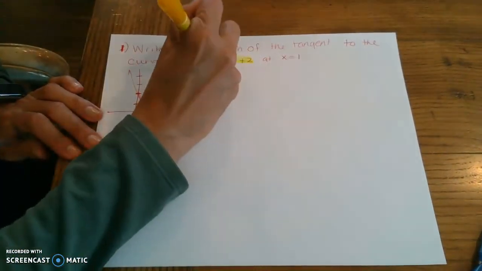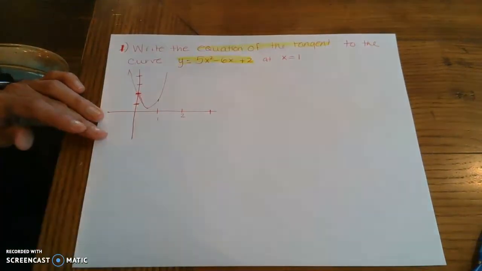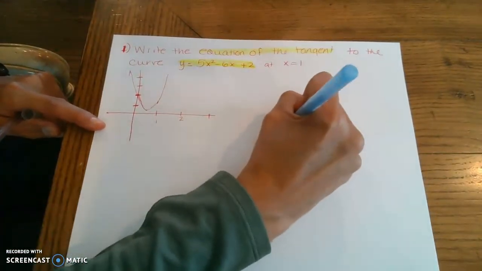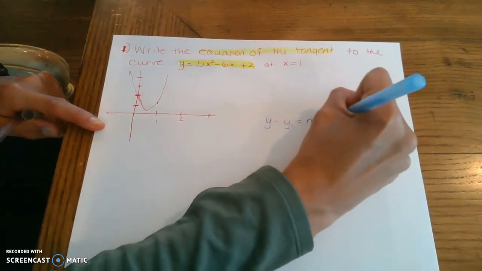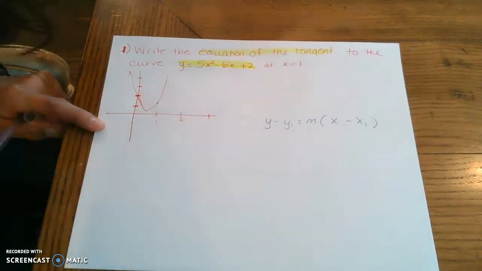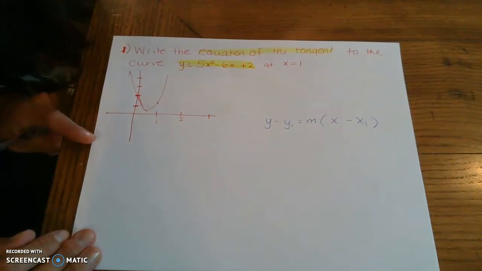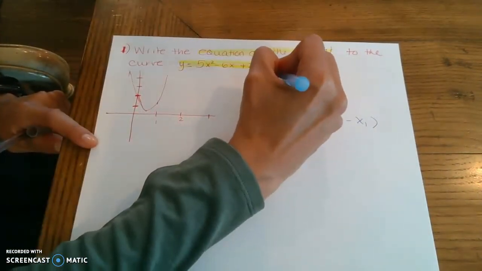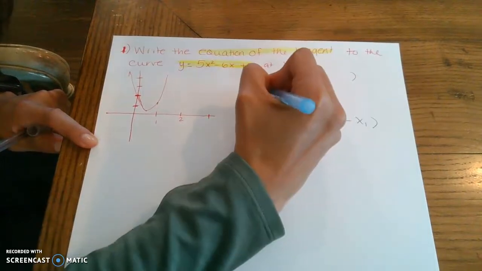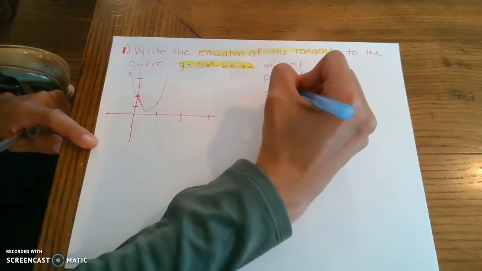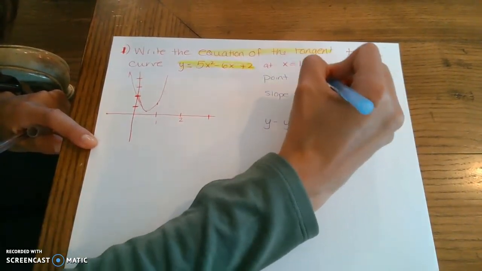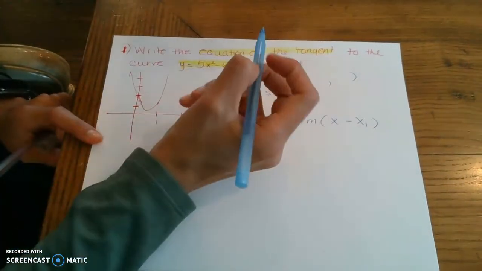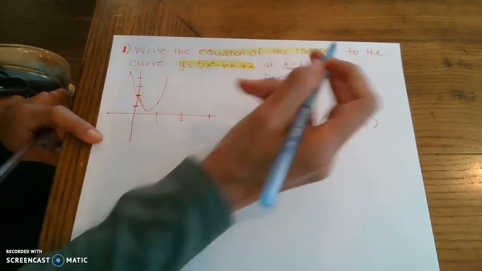So as soon as they say write the equation of a tangent line, I go, okay, I need to use y minus y1 equals m times x minus x1. That's the equation I definitely have to use to find that equation. And the two things I need is a point and a slope. And once I have those two values, well, then I can go ahead and plug in. So they're saying at x equals 1.